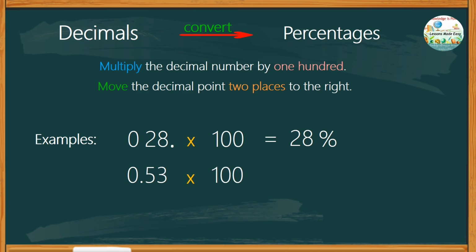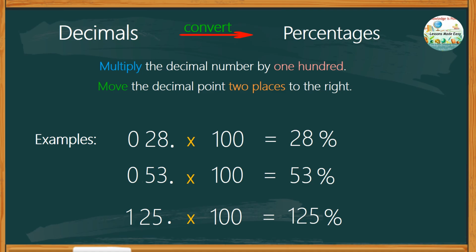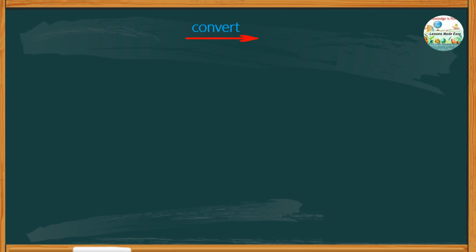0.53, for example, just move the decimal point 2 places to the right and add the percent sign. We now have 53%. The decimal number 1.25, moving 2 places to the right and add the percent symbol. We now have 125%.